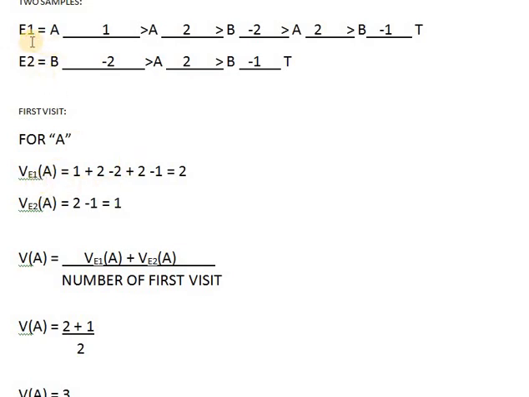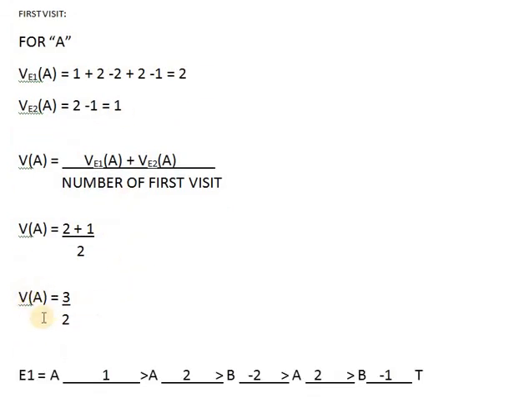Even in the first sequence, we visited A one time. In the second sequence, we visited A one time. So totally 2 times we visited. So the number of first visits is 2, and we divide by 2. After adding these values, whatever value we get, we use it there, and then we will find the overall first visit value of alphabet A.